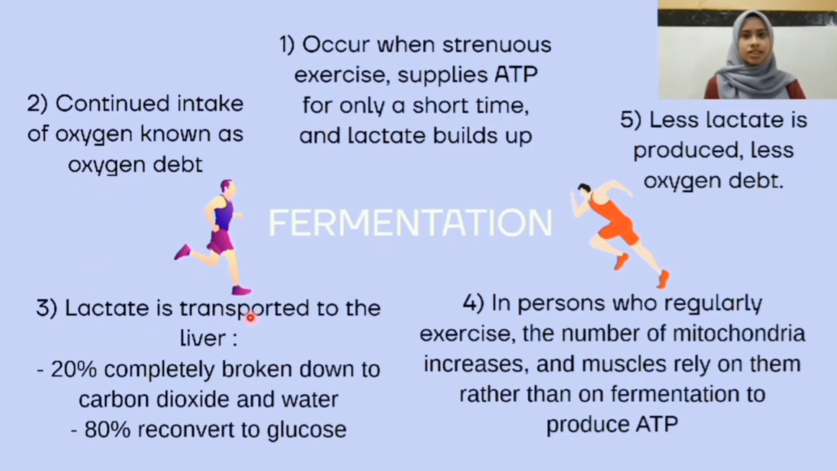Next, the lactate is transported to the liver, where 20% of it is completely broken down to carbon dioxide and water. The ATP gained by this respiration is then used to reconvert 80% of the lactate to glucose. In persons who regularly exercise, such as athletes in training, the number of mitochondria increases, and muscles rely on them rather than on fermentation to produce ATP. Hence, less lactate is produced and there is less oxygen debt. That is all for the uses of ATP in muscle contraction.